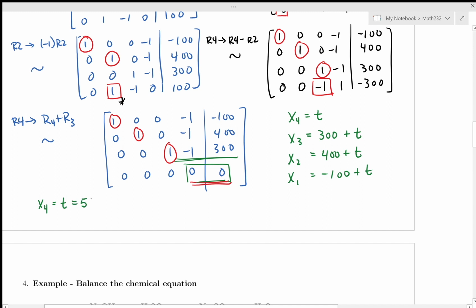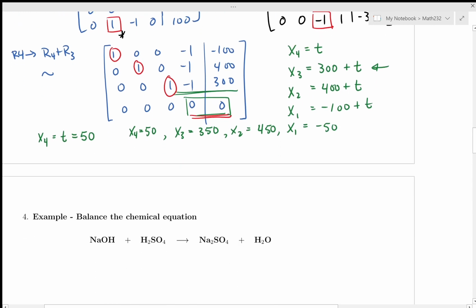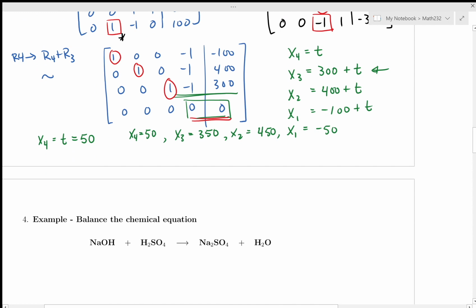So I'm going to choose x4 is equal to t, and I'm going to just now make this choice. Let's choose t to be 50. That means, of course, that x4 is 50. And then I can calculate the other ones. That will mean that x3 is 350 because it's 300 plus t. And then I calculate x2. That is 450. And then I calculate x1 as minus 50. And then I'm going to redraw the picture, and I'm going to see whether this worked.